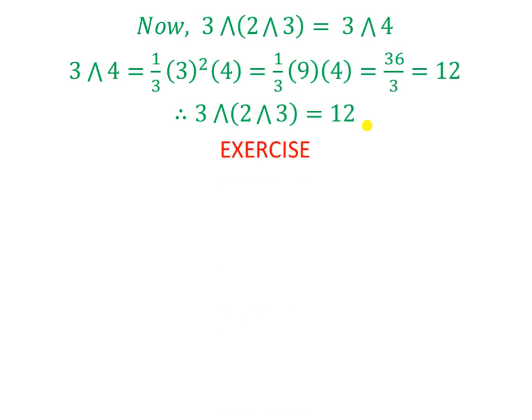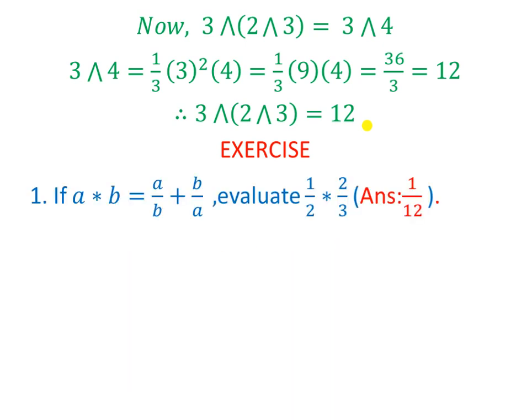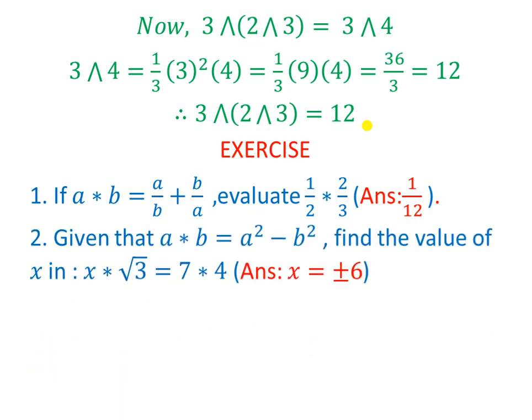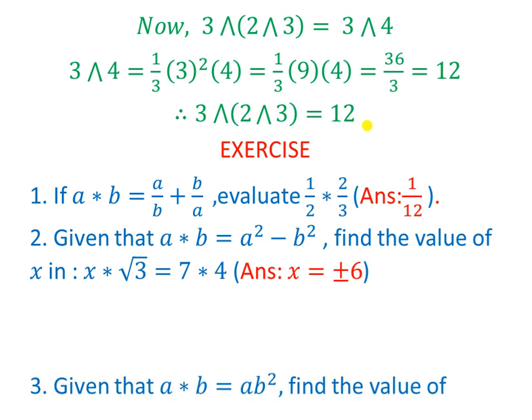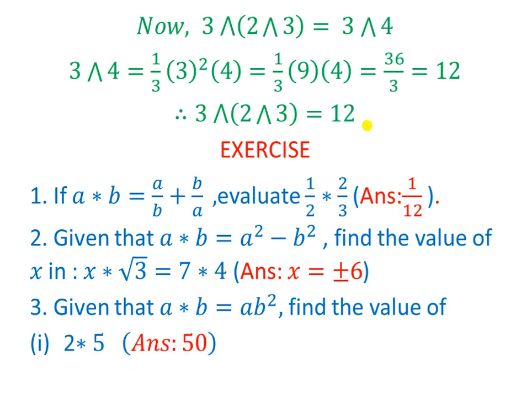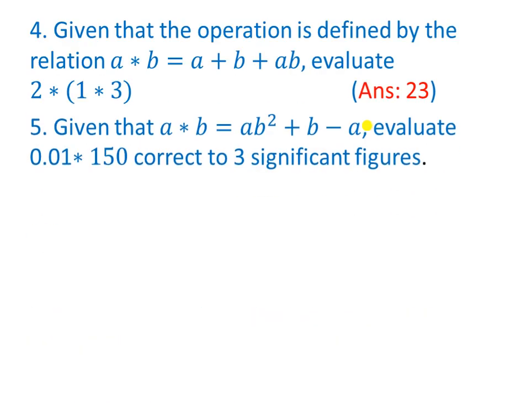Now with those examples, allow me now give you a simple exercise that you will try out. The answers are quoted in the brackets with red ink, and in case you find any different answer and you fail to see how it came about, consultations are allowed and at a free cost. Question 2 is also given as that, and the answer is given as positive or negative 6. And question 3 is also given as that. Question 4 is also given as that. And question 5 is given as this.